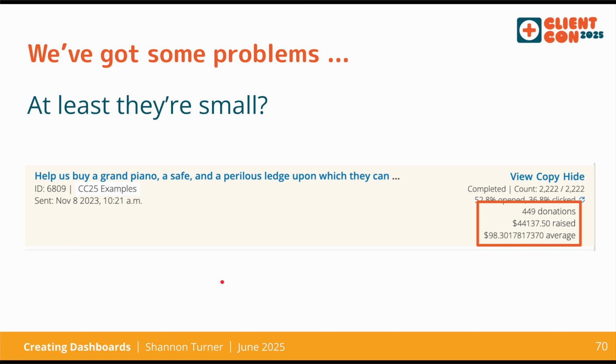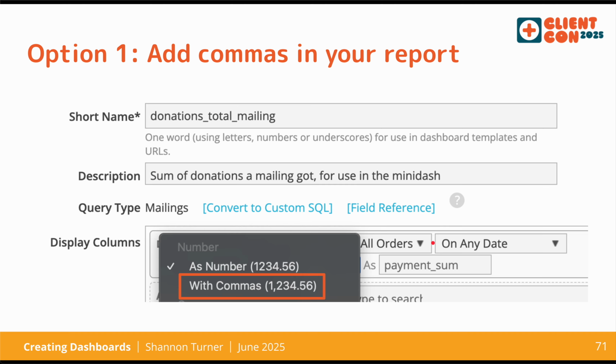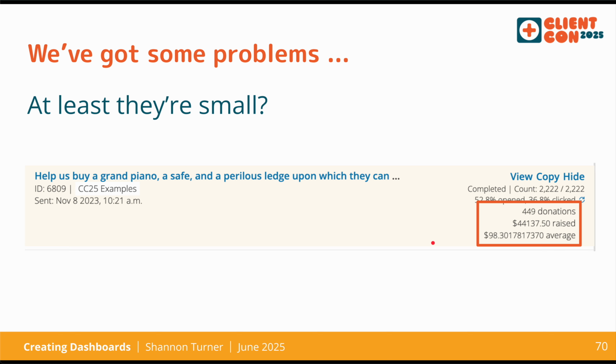Now let's make sure this mini dash works now. And here we have two problems, and one of these we've seen before. So first, I think the amount raised would be a lot easier to read if I used a comma for the thousands separator. Second, this average is way too precise. So let's cut it down to 2 decimal places.